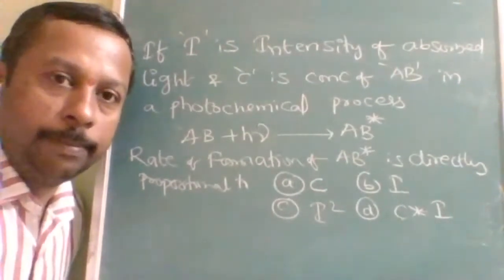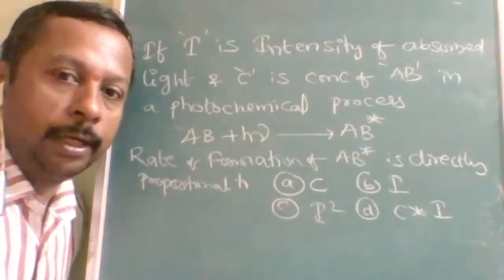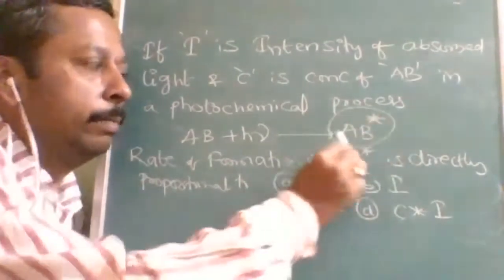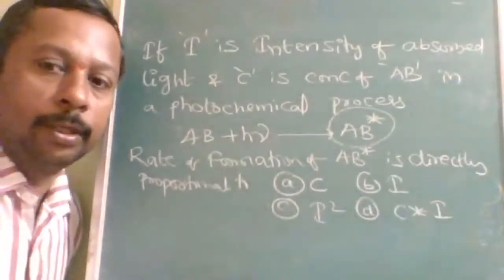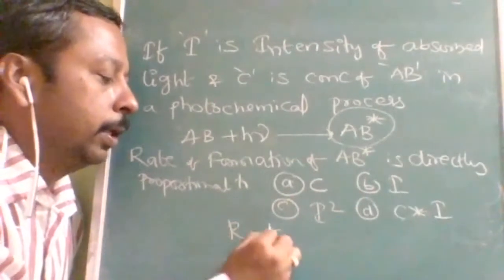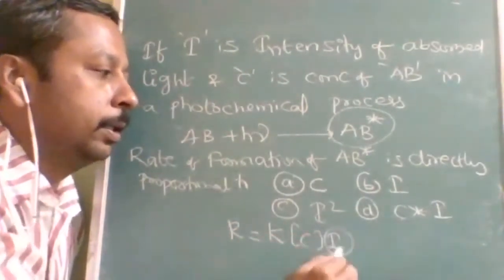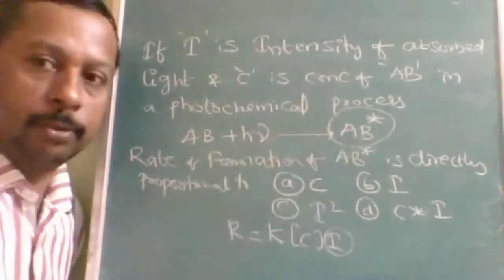Okay, what will it depend on? It depends on the intensity of light. Therefore, the rate of formation of product, that means the rate of reaction, is R equal to K into C into I. Okay, what is I here? It is the intensity of absorbed light.